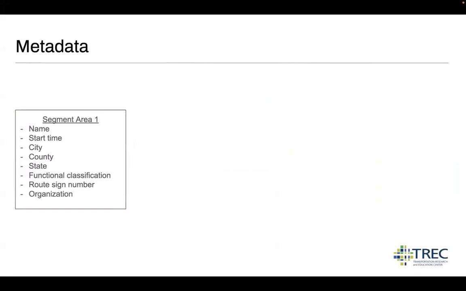Starting with the most broad description of a location, the segment area. The required attributes of the segment area are the name of the location, the start time, which is the first date of data ever recorded at that location, city, county, state, functional classification, route sign number, and organization, which is the organization leading the count effort.